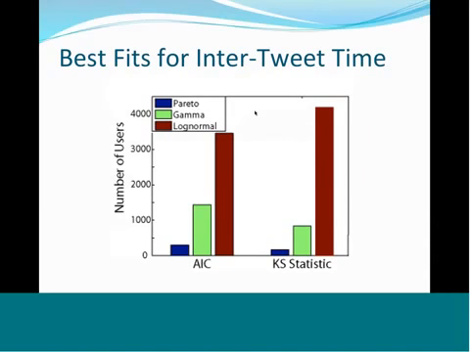So here are the results. What I'm plotting here is the number of users that won for each model. The blue is Pareto, green is gamma, the red is log normal. You see that log normal actually fits the most. The most users are fit best by a log normal distribution, much more than gamma and Pareto. Okay? So it looks like things seem log normal for users, at least a big chunk of them.